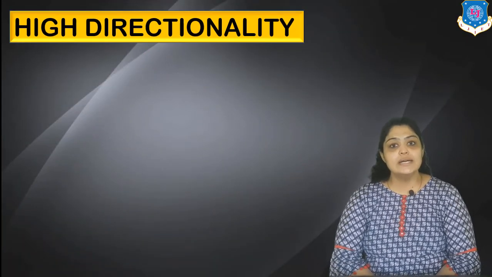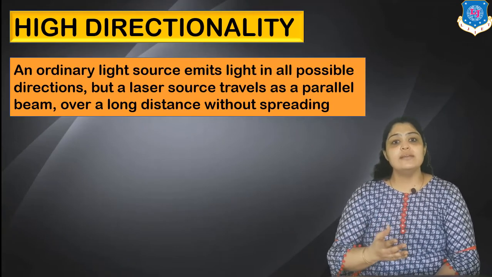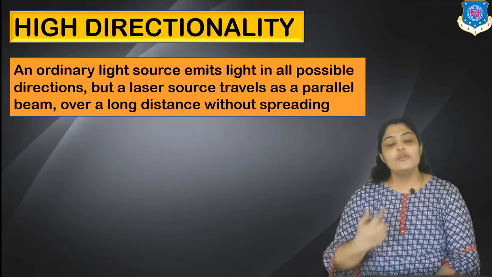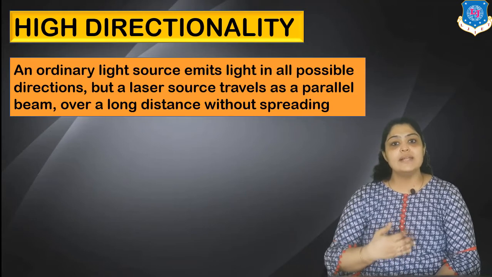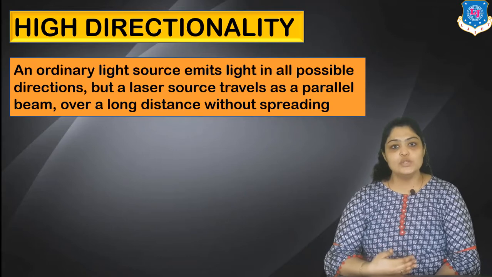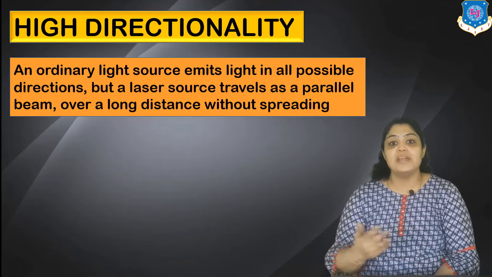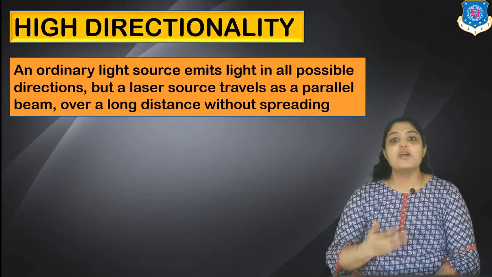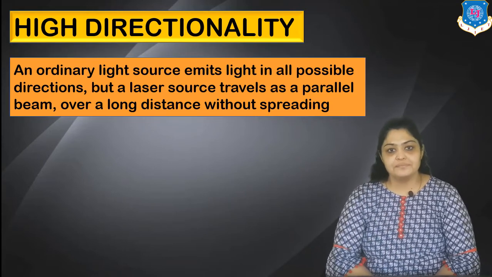Moving on to the third characteristic, that is high directionality. Directionality means all the photons should be in the same direction. Now, if you consider an ordinary light source, it emits light in all possible directions. But on the other hand, a laser source travels as a parallel beam over a long distance without spreading. Now, why doesn't a laser spread? A laser doesn't spread because it is coherent. So these two properties are interrelated.